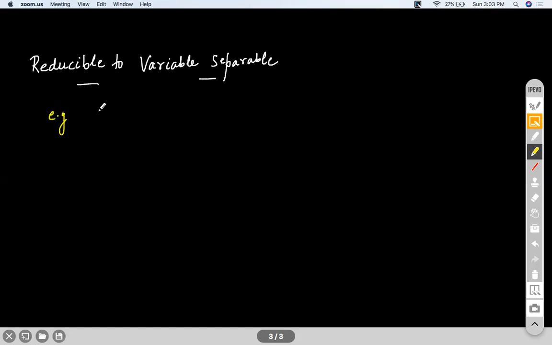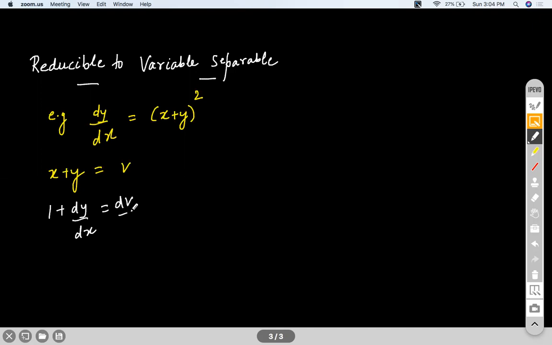Let's say I want to solve this differential equation dy by dx is equal to (x plus y) the whole square. Here you can see that your x and y are so linked that you cannot separate them out completely. So what I'm going to do here is call x plus y as some other variable, let's say v. Now, according to this substitution, I have to change my dy by dx also in terms of v. When I differentiate both sides with respect to x, my dy by dx is nothing but dv by dx minus 1.